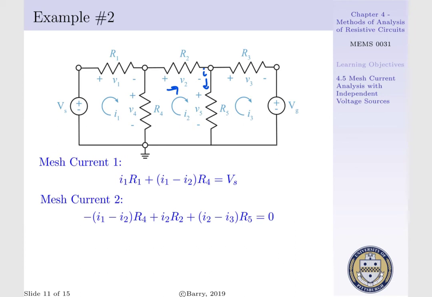Such that we'd have minus V4 plus V2 plus V5 is equal to 0, expressed as minus (I1 minus I2) times R4 plus I2 times R2 plus (I2 minus I3) times R5 is equal to 0.